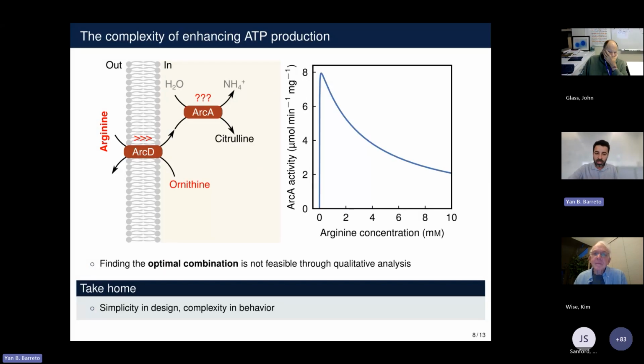The other one would be that by having more ornithine, the next reaction by ArcB, which moves in the thermodynamically unfavorable direction, would be very compromised. So we really needed to remove the ornithine from the vesicles in order to produce ATP. I hope I have convinced you that even this very simple four-enzyme system is already very complicated in behavior, so that we need some kind of mathematical model in order to understand its dynamics.